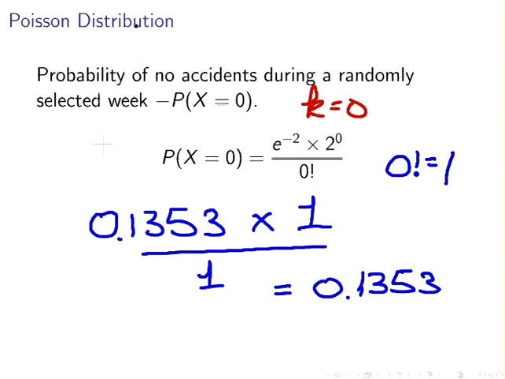Okay, so the little banana skin there is 0 factorial, that's always equal to 1. And anything to the power of 0 is also always equal to 1. And that ends our presentation.